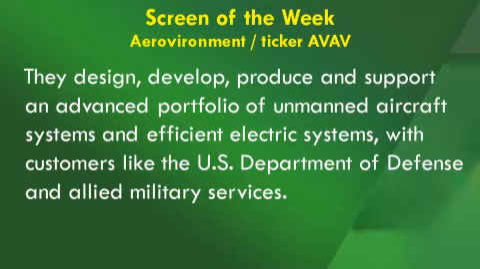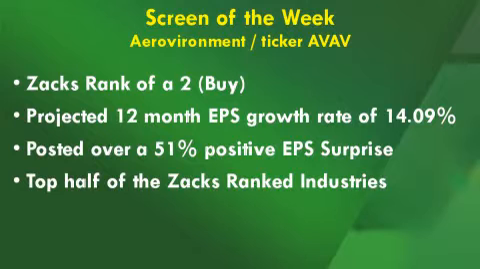All right, give us an example of one that came through the screen. Yeah, one of the stocks that came through this week is a company called AeroVironment, ticker symbol AVAV, and they design, develop, produce, and support an advanced portfolio of unmanned aircraft systems and efficient electric systems with customers like the United States Department of Defense, Allied Military Services, and this kind of thing. If you take a look at it, you can see they came in with a Zacks rank of a 2, which is a buy from Zacks.